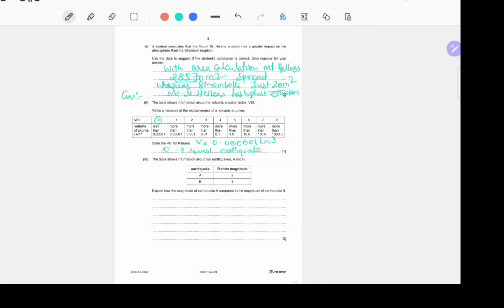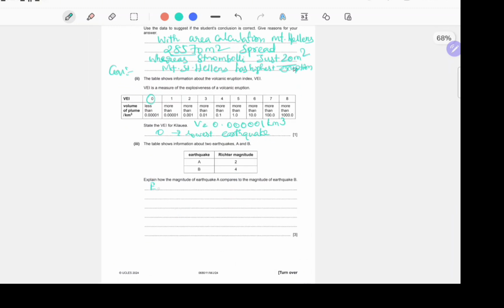Okay, next part of the question. The table shows the information about the two earthquakes A and B. Explain how the magnitude of A compares to the magnitude of earthquake B. Earthquake A has the lowest magnitude. I'm writing: earthquake A has lowest magnitude compared to B.